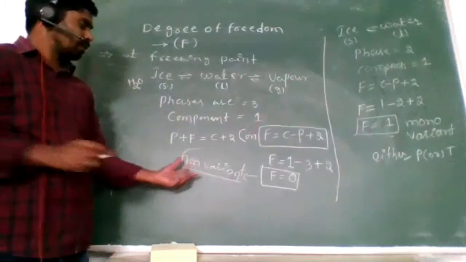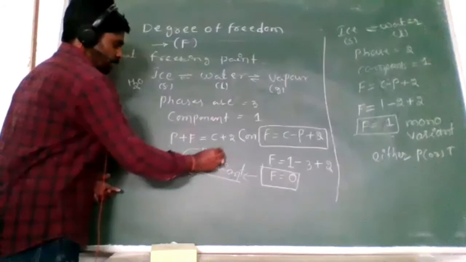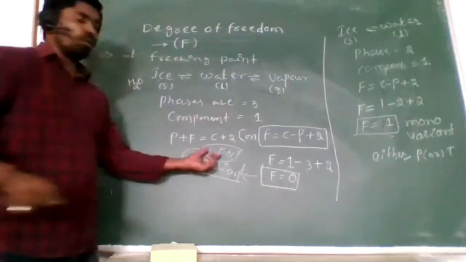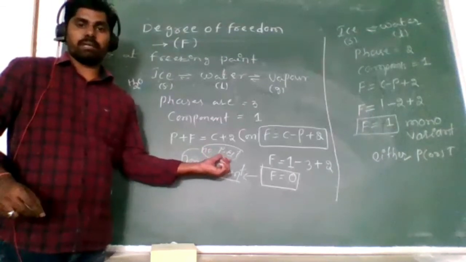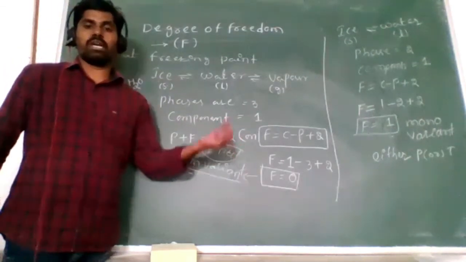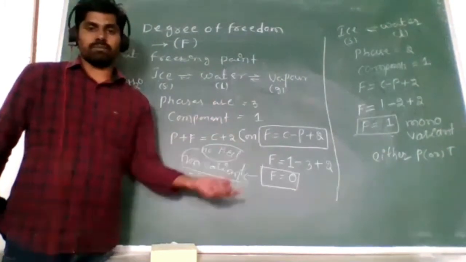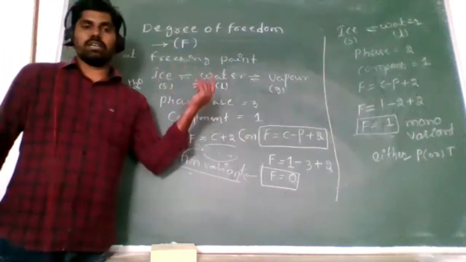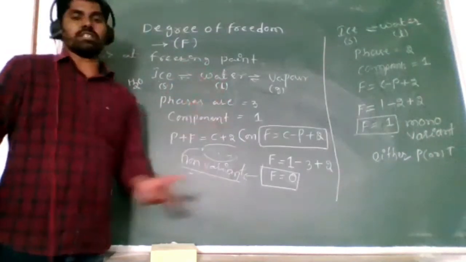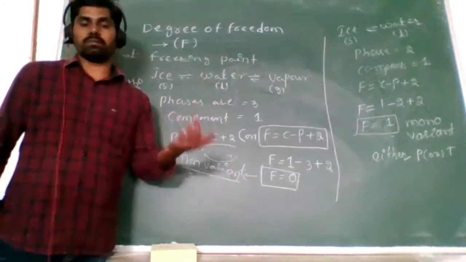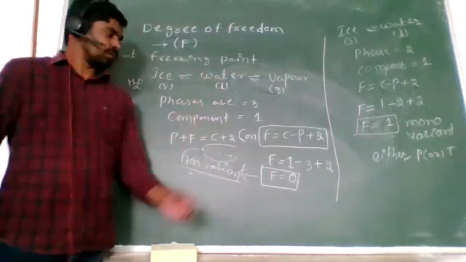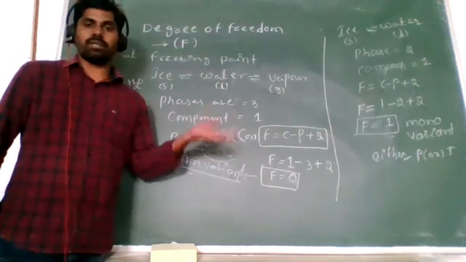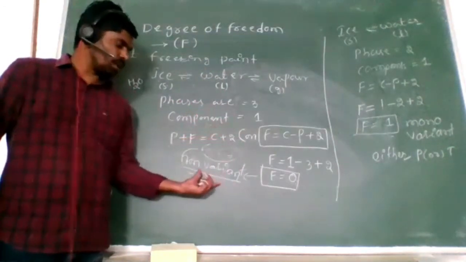But here, it is not necessary to specify the pressure and temperature to define the system. Because it is at the freezing point, which consists of a specific temperature and specific pressure, there is no need to define the pressure and temperature of the system. That's why it is non-variable.